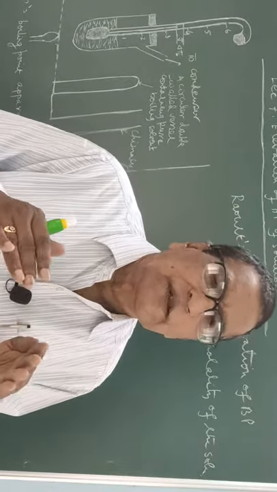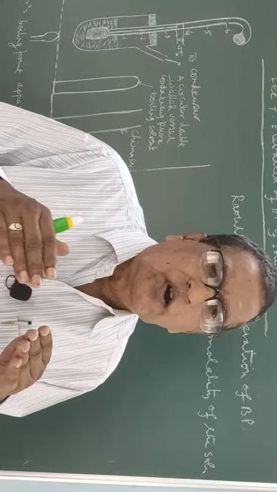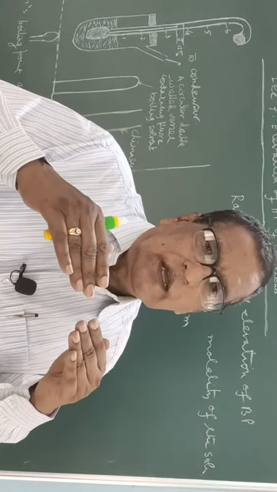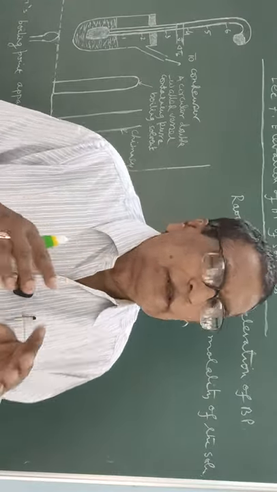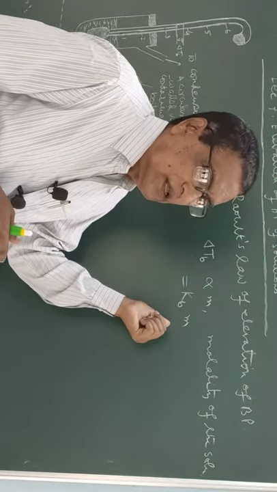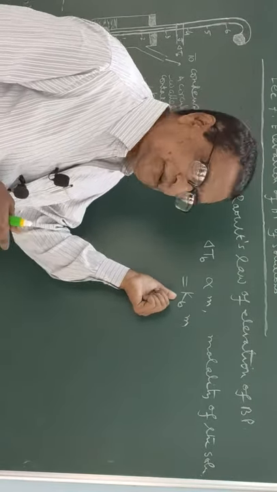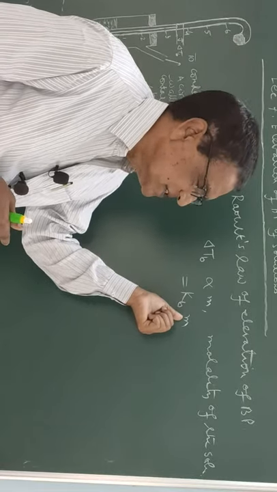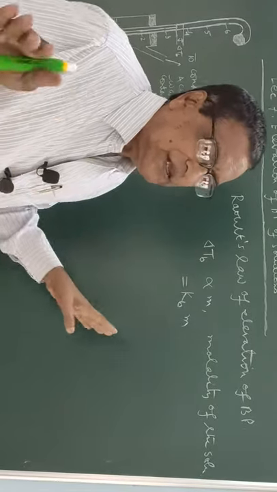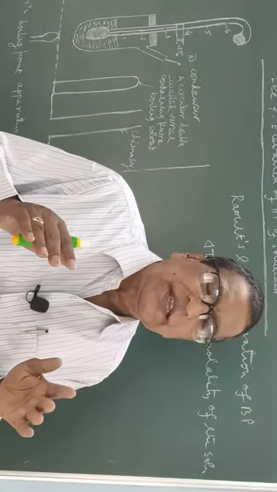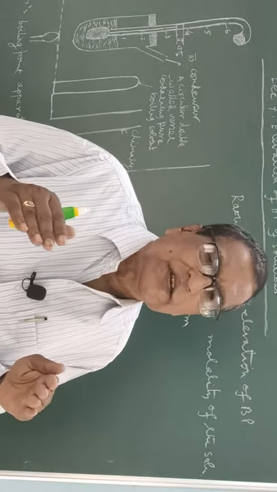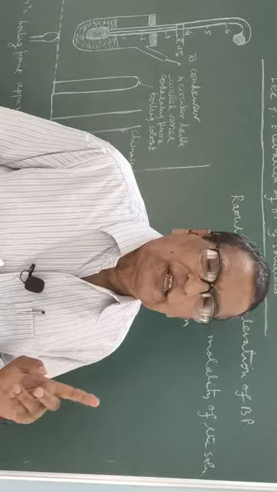Say cane sugar, glucose, or urea: if the molality is the same in aqueous solutions, then delta TB will be the same. It does not depend on the chemical nature of the solute dissolved in water.